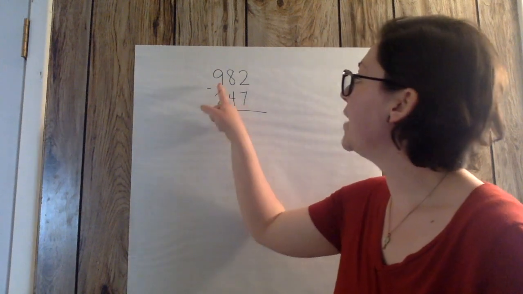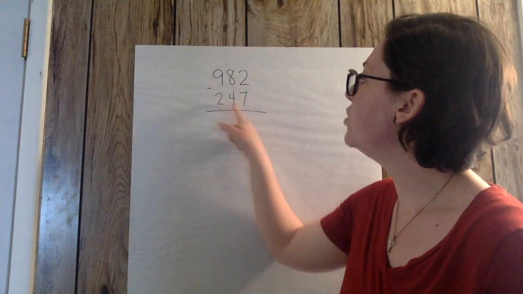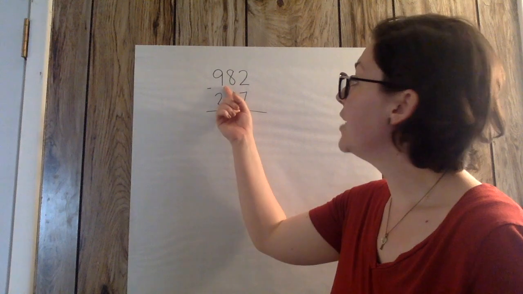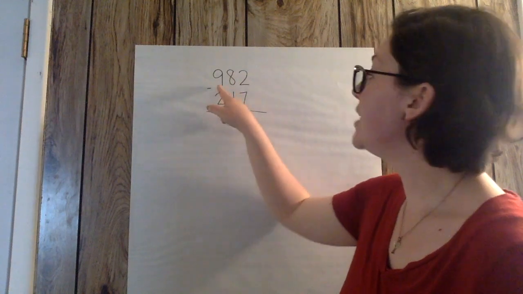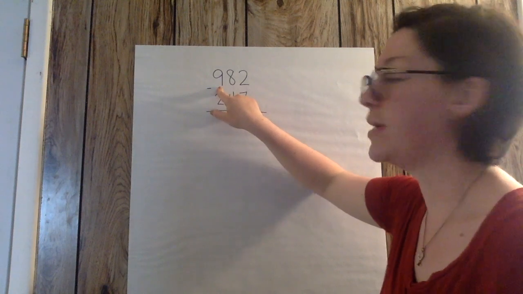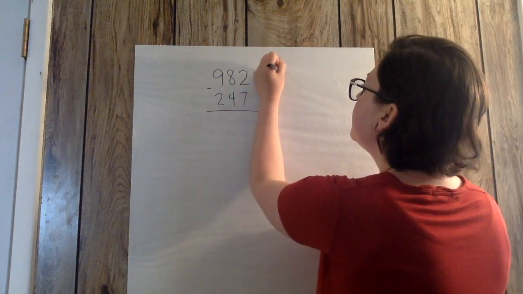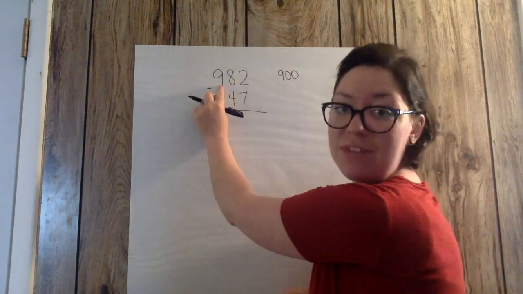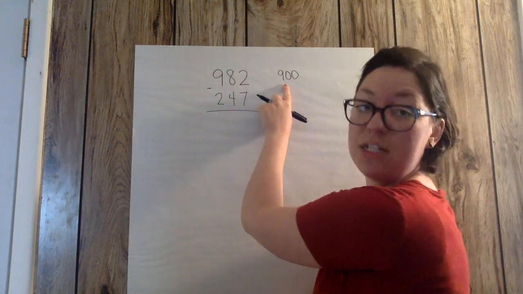This is our math problem. We have 982 minus 247. If you are using expanded form, you are going to look at the numbers and you're going to ask yourself, okay, which place is this 9 in? This is the hundreds place, right? So over here, I'm going to write 900. The value of the 9 when it's in the hundreds place is 900, okay?